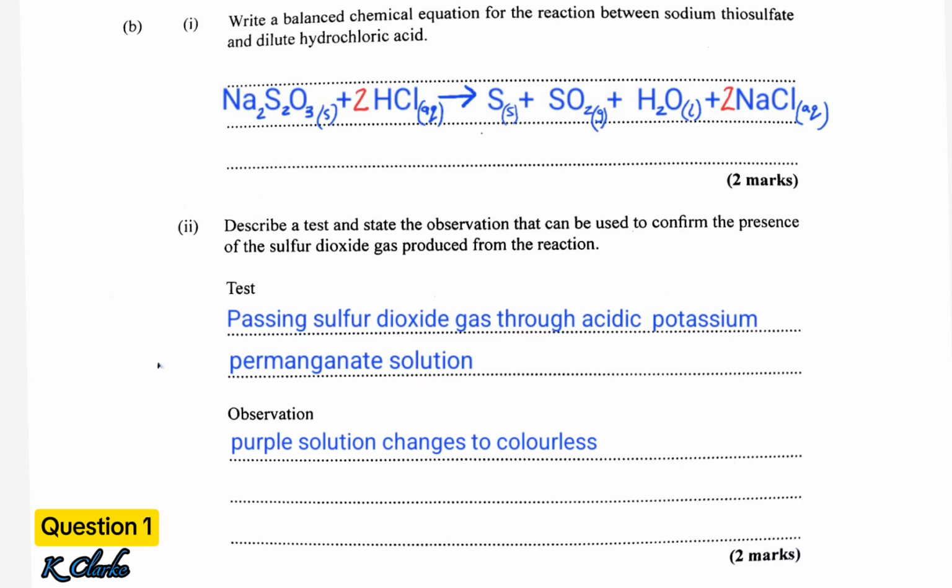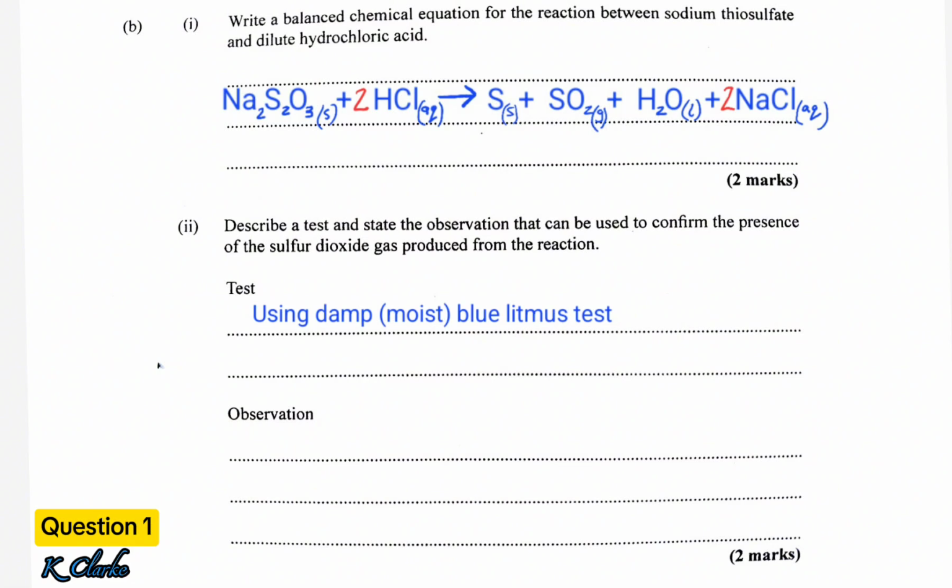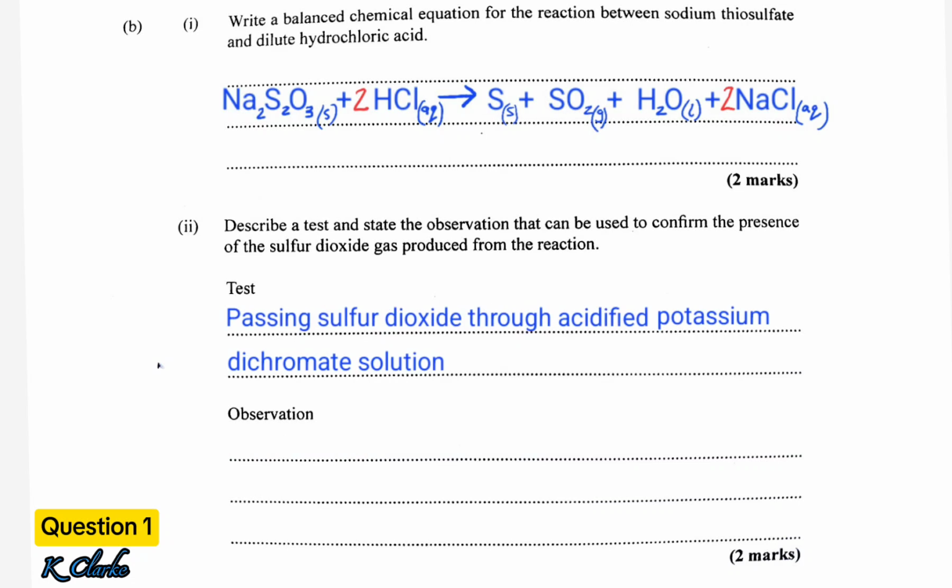Test number 2. Using damp or moist blue litmus paper. The observation will be the paper changes from blue to red. Another test that could be used is passing sulfur dioxide through acidified potassium dichromate solution. The observation will be the solution changes from orange to green.